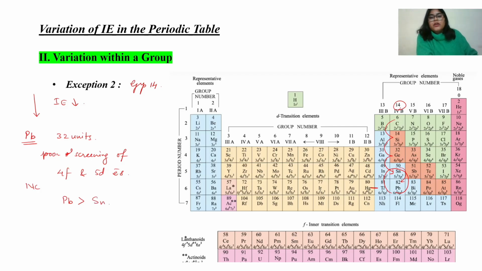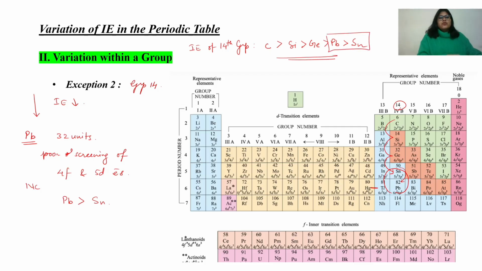So the overall order of ionization enthalpy of the 14th group would be carbon, which will be having the highest, followed by silicon, germanium, then lead, and then tin. So the exception is happening over here. All right. So these are the exceptional cases.